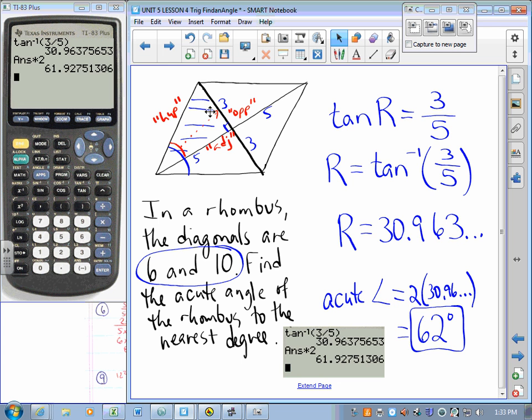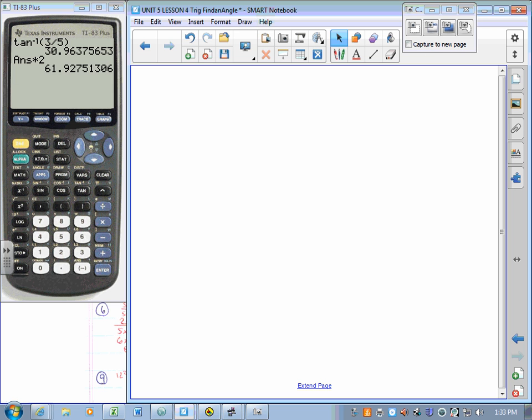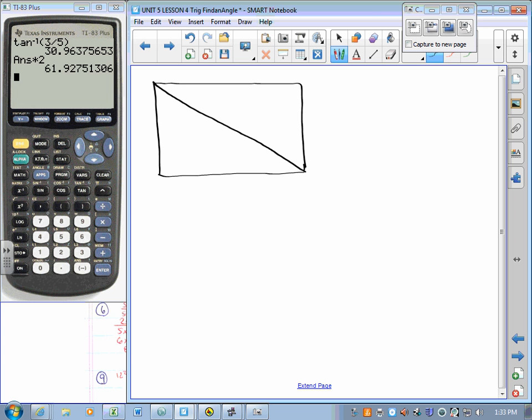Okay. So, one more. I'm going to bring in our friend the rectangle. And it's got diagonals that look like this. And I have a side of 6 and a side of 8. And I want the angle between the diagonals. I want this angle.